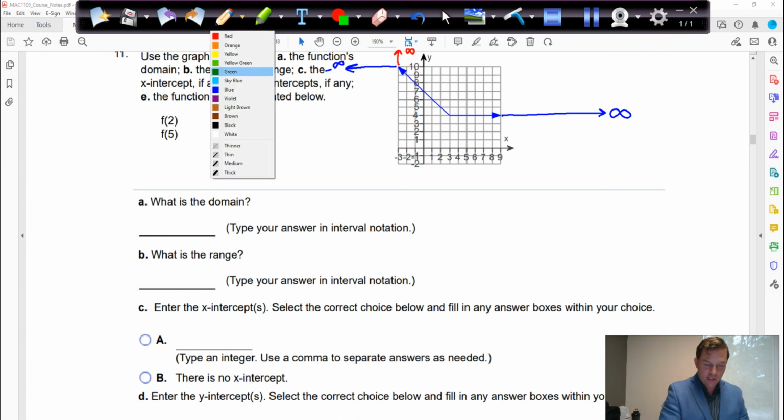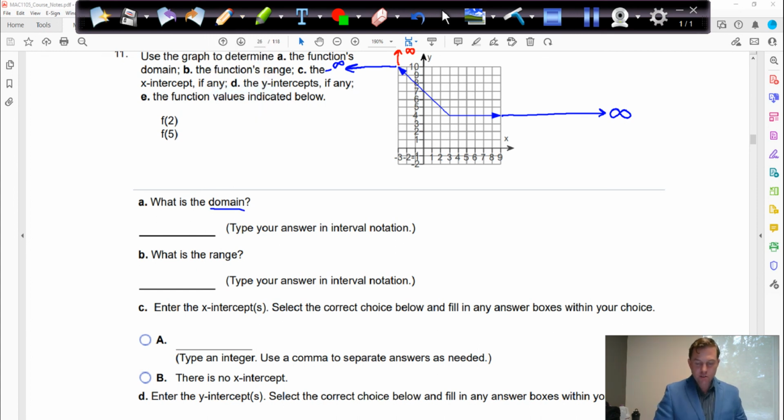Let's go back to the x answers. So for domain, I'm just scanning left to right. So as I go left to right, I say, where does my graph start? Well, my graph starts at minus infinity. And then I go to the right, and it slants down, and then it goes to the right some more. Where does it end on the right side? Well, it's going off to positive infinity.